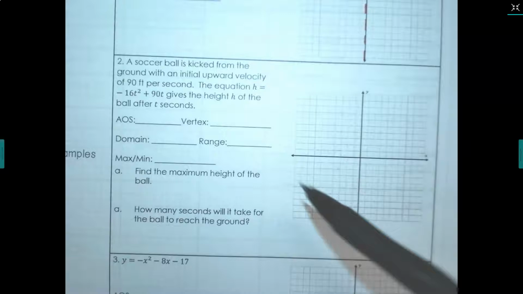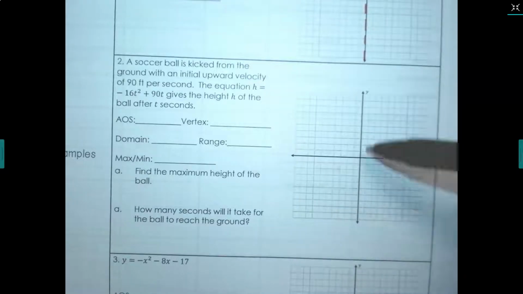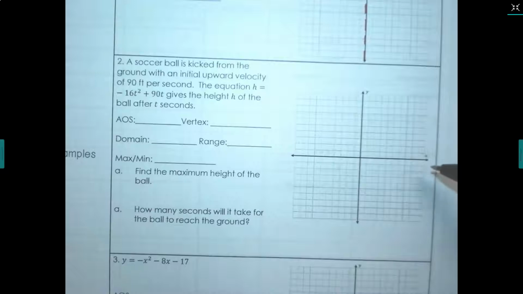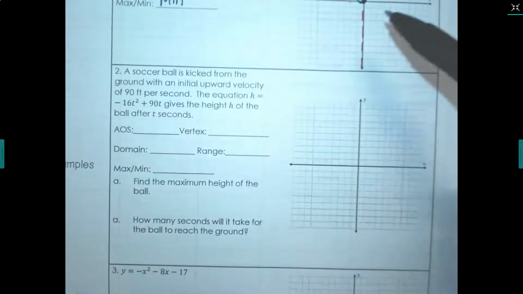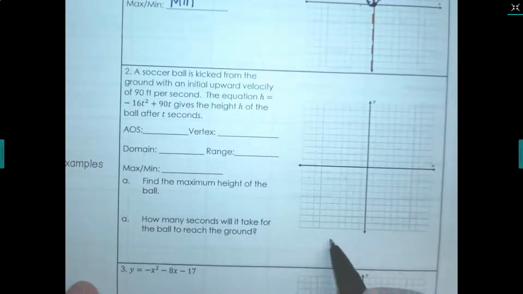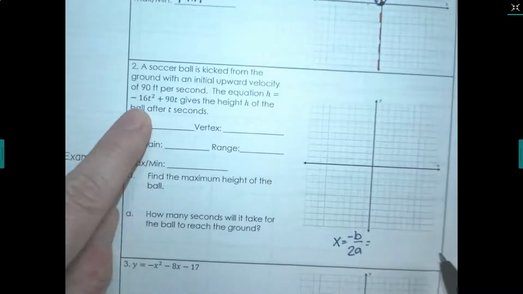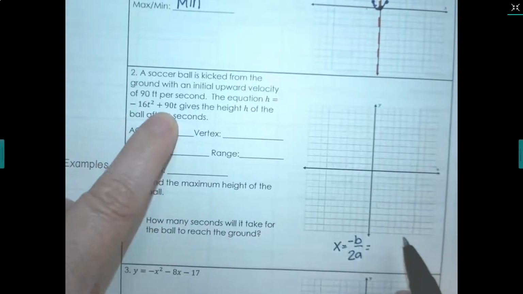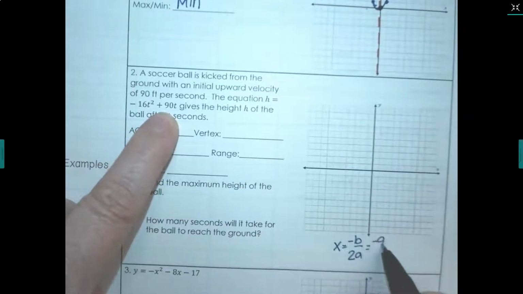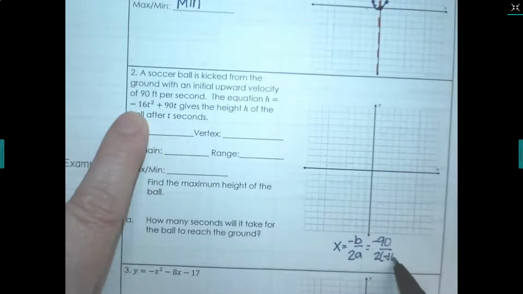So the h stands for height, and that's really your y-axis. And our t is our seconds, and that's our x-axis. Okay, but we're going to treat it just like we did up here. So we can find the axis of symmetry. It might not be pretty because this is a real world problem. So here's our equation. Negative b, so b is 90, so negative 90 divided by 2 times a, which is -16. So I get negative 90 divided by -32.